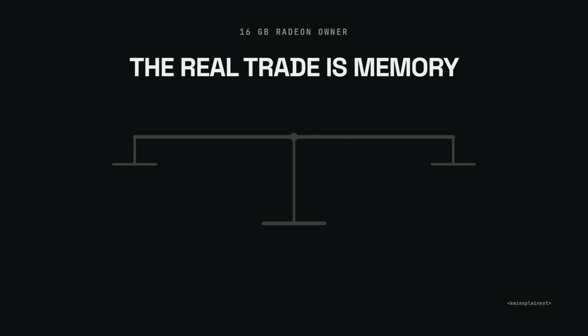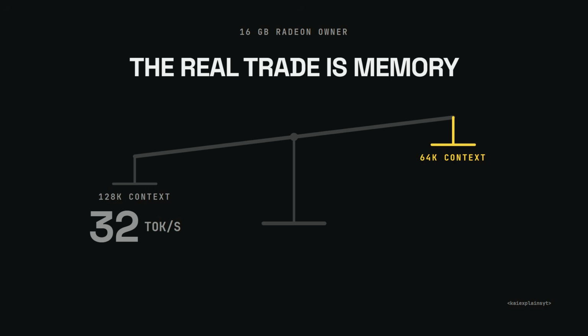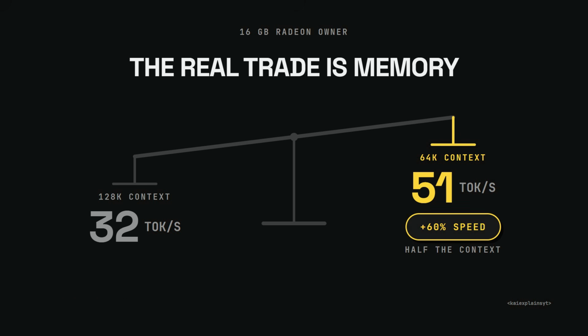A 16 gigabyte Radeon owner posted both sides of it. At 128,000 tokens of context, 32 tokens per second. At half the context with the flag on, 51. Nearly 60% more speed, bought with half the context window. The download is free. The memory is not.